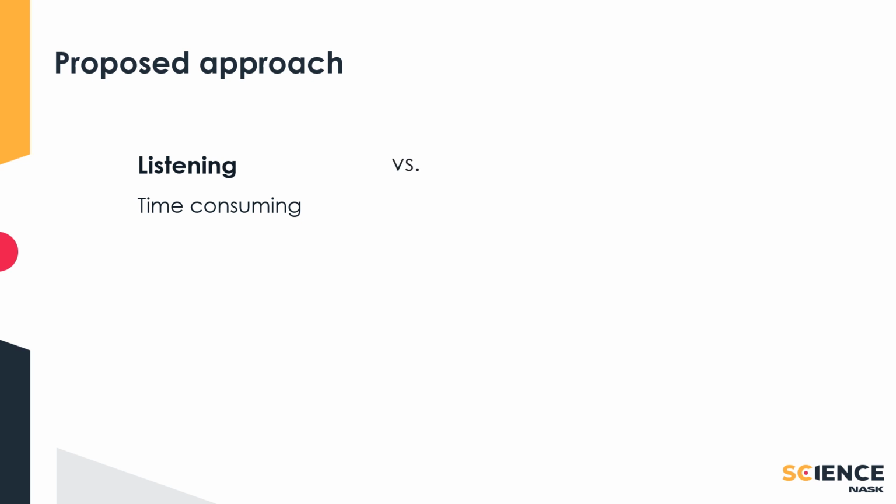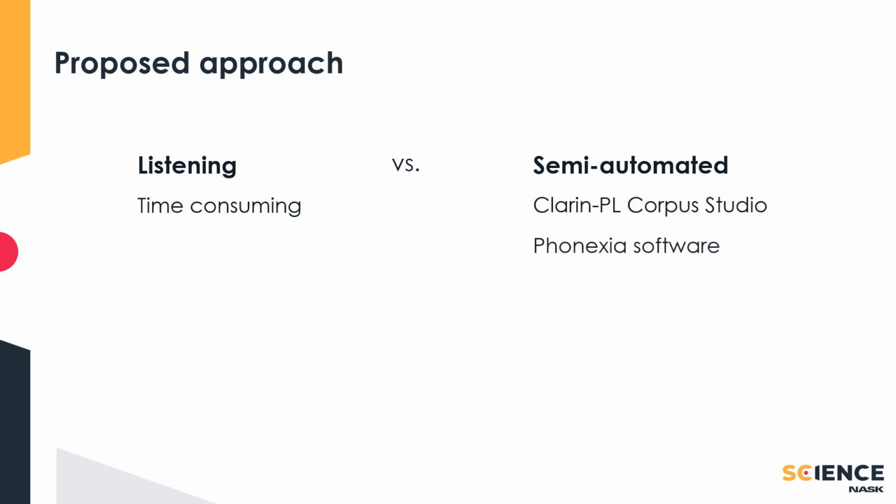This is why we introduced a semi-automated method to identify and correct labeling inaccuracies in speech corpora. Semi-automated means that the software automatically identifies problematic recordings for listening verification, and the number of such recordings should be only a fraction of the entire dataset content, significantly speeding up the entire process. We applied this methodology to the Clarin PL Studio corpus using Phonexia software.